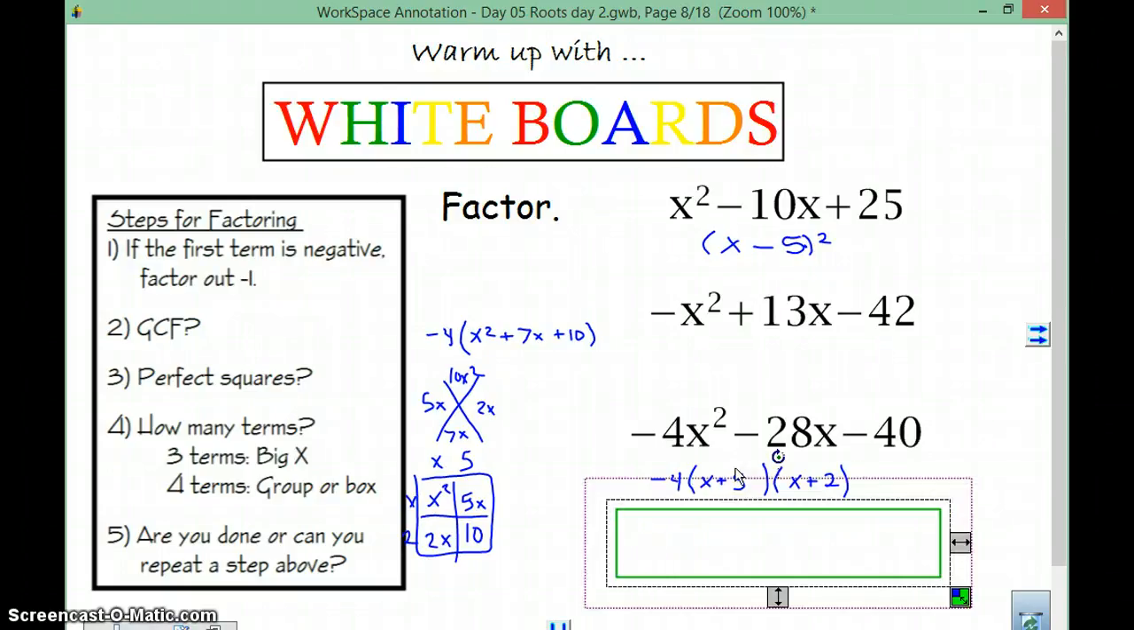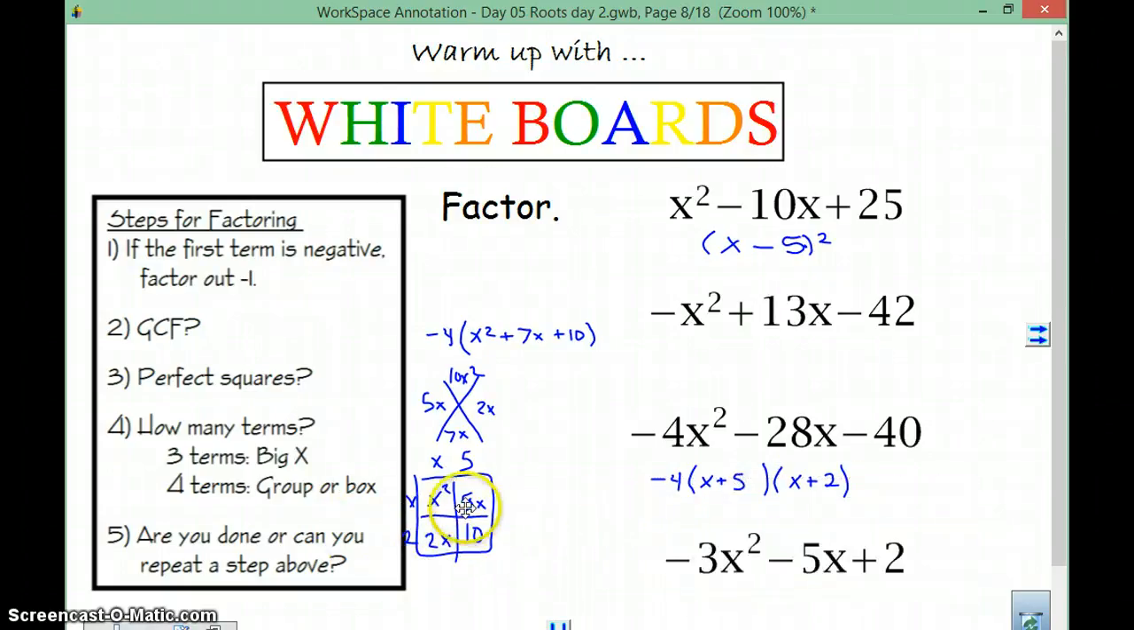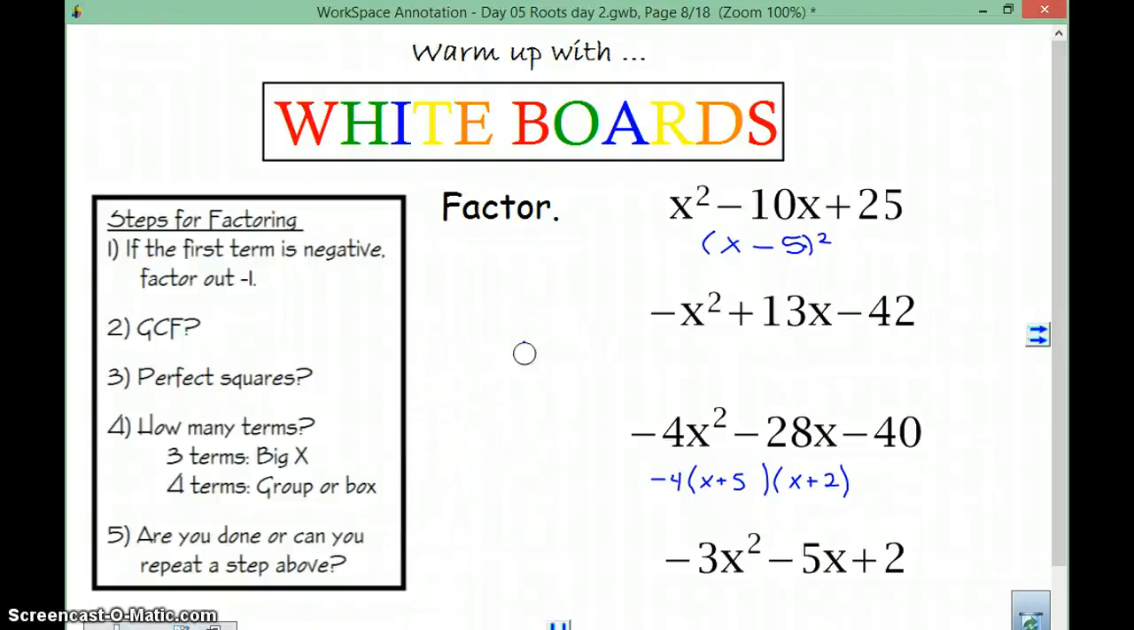Let's try this one. What do you notice? There's a negative sign. Yes, thank you. Okay, GCF, is there a GCF? No, there's no number that goes into all of them except for the negative 1. So here's what we do first. Negative 1 times 3x squared plus 5x minus 2. Now use your x. You get negative 6x squared, 5x, two numbers that multiply to negative 6 and add to 5.